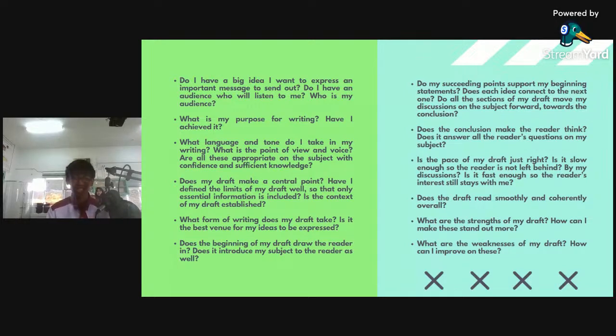What are the strengths of my draft and how can I make these stand out more? Knowing the strengths of your draft will give you something to emphasize to make it really seem good, like it stands out. And then, what are the weaknesses of my draft and how can I improve on these? Obviously, a perfect way to improve on things in general is to look at your weaknesses and to strengthen them, right?